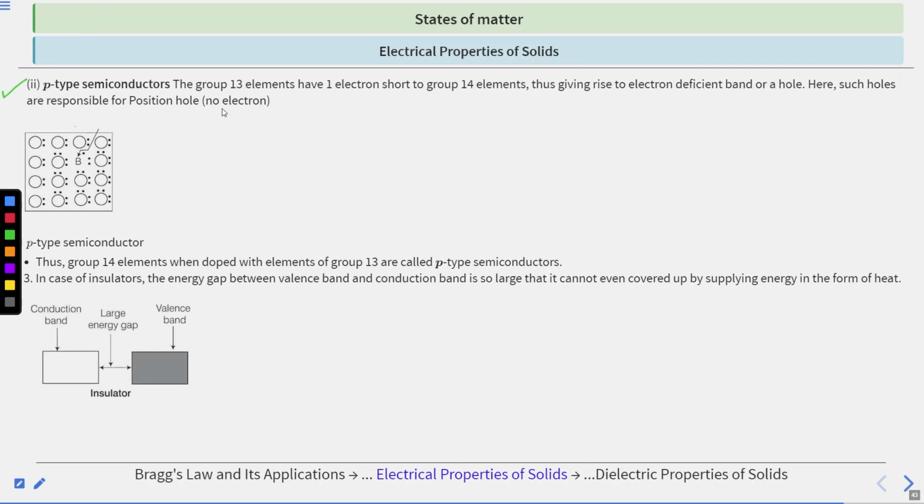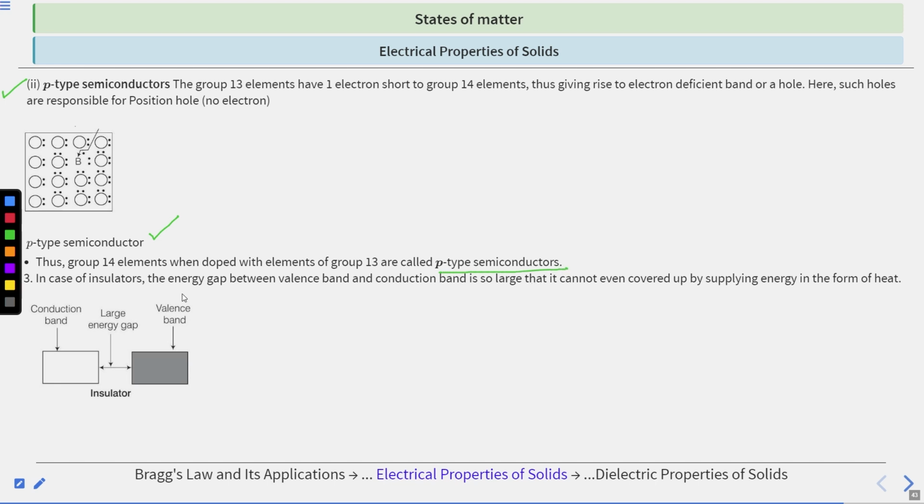P-type semiconductor: group 13 elements have one electron short compared to group 14 elements, giving rise to an electron deficient bond or a hole. Such holes are responsible for positive hole conduction. You can see the diagram of a P-type semiconductor. Thus, group 14 elements, when doped with group 13 elements, are called P-type semiconductors.